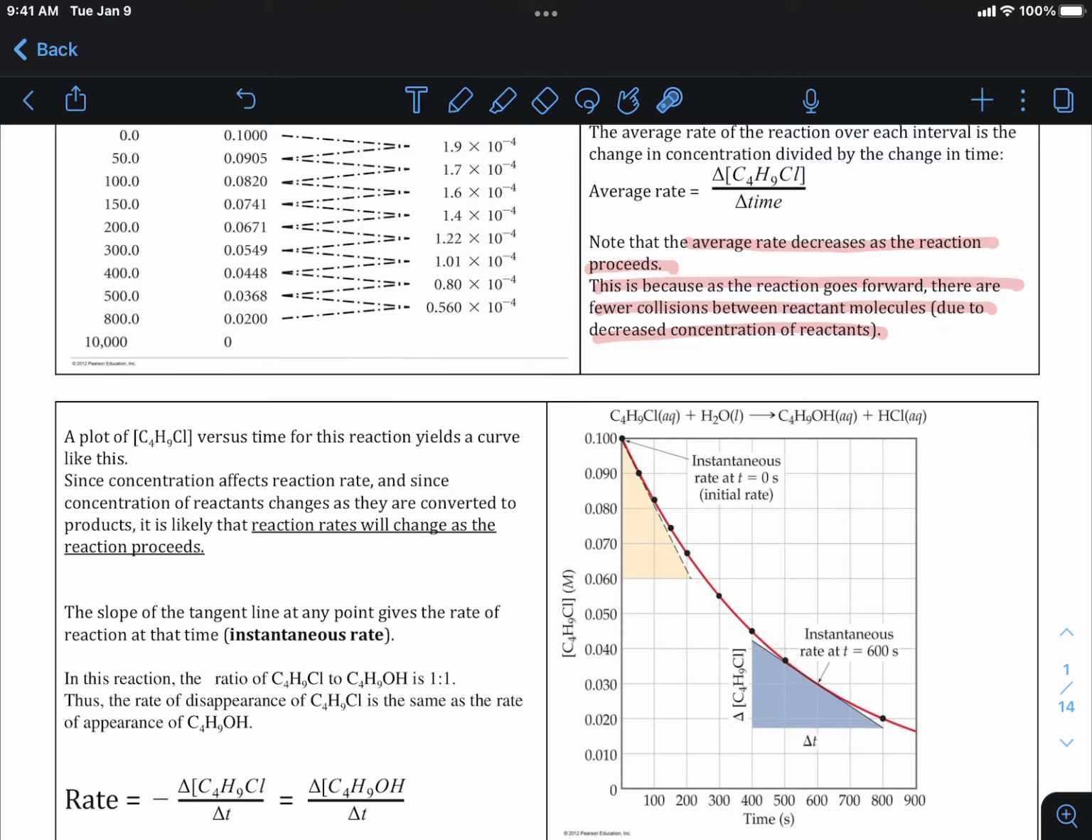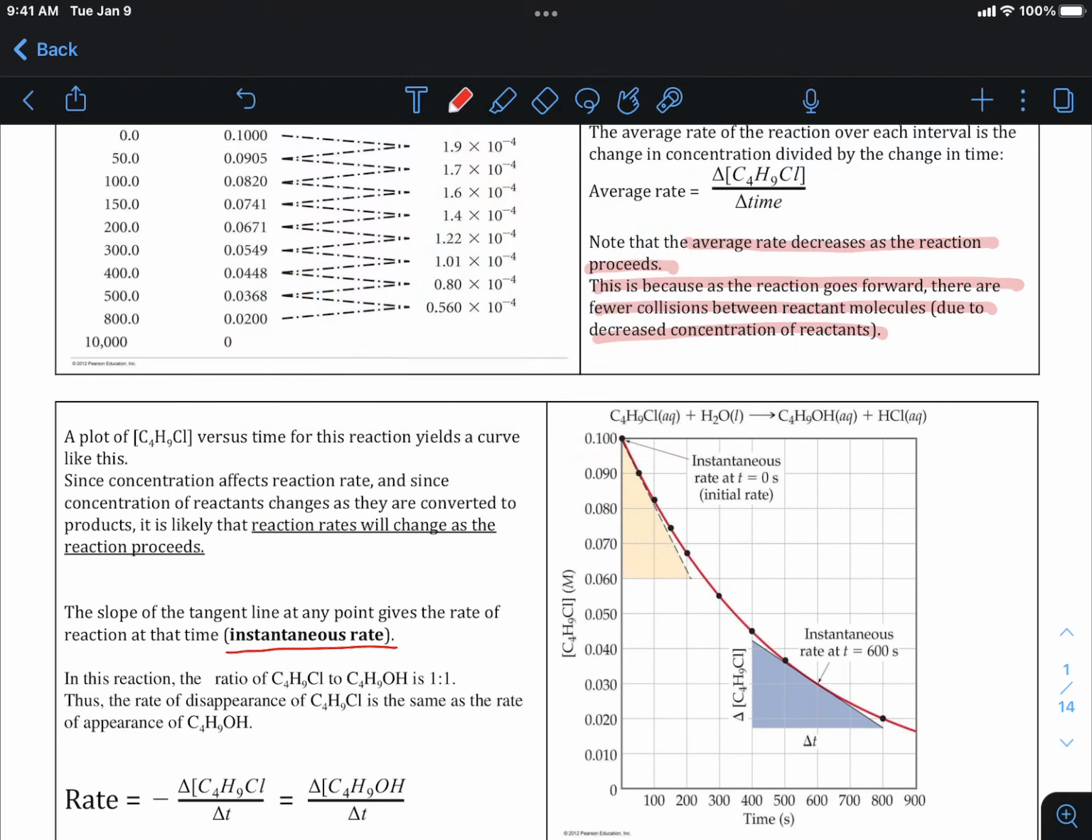So, a couple takeaways. First, you know how to find the average rate. If I said find the average rate of reaction from this point to this point, you would be able to do that because you would do just this, right? Any interval I give you, you'd be able to find the average rate. But you might need to find what's called the instantaneous rate.